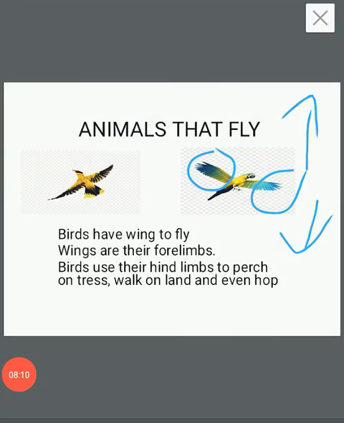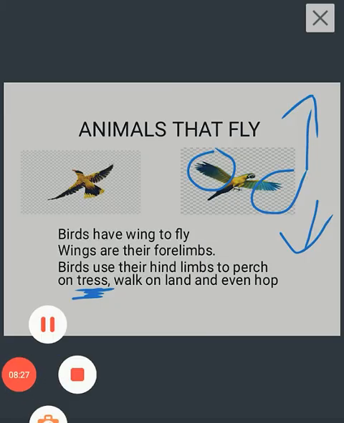Now what about their hind limbs? Birds use their hind limbs to perch on trees, walk on land and even hop. By mistake, the spelling I have written over here is wrong. The right spelling of trees is T-R-E-E-S.